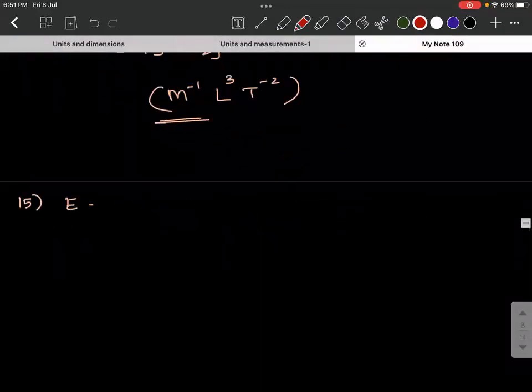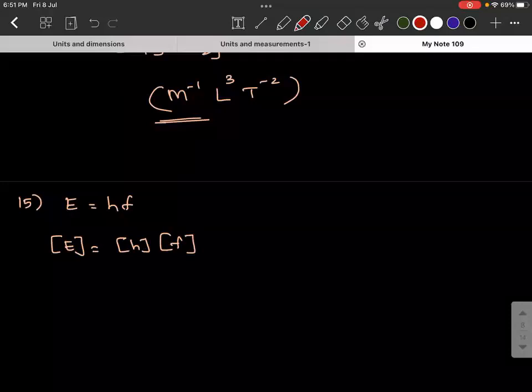15th one. E is equal to H into F. So the dimensional formula of E is equal to the dimensional formula of H into the dimensional formula of F. So the dimensional formula of H is equal to the dimensional formula of E divided by the dimensional formula of F. Is that right? So what is the dimensional formula of energy?